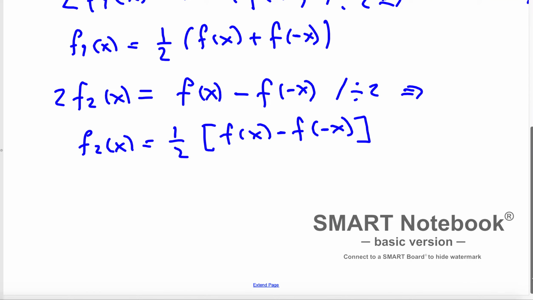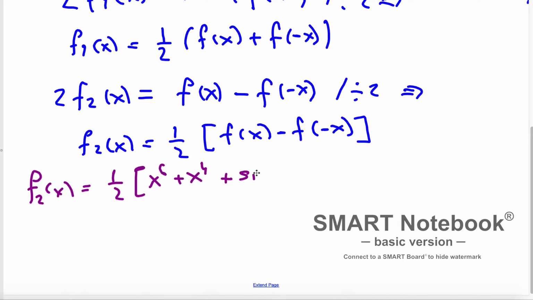And now let's go here. So let me go with a different color here. So f2 of x is going to be equal with 1 over 2, so it's x to the 6 plus x to the 4 plus sine x squared plus e to the exponent x cubed. So we already have f of x, but now here is a minus, and this minus here is going in front of each one to be in the minus.